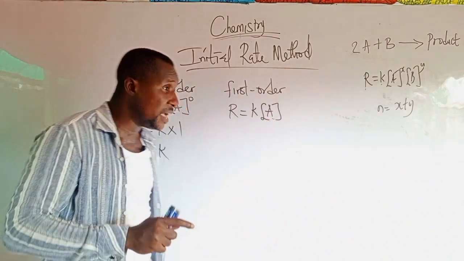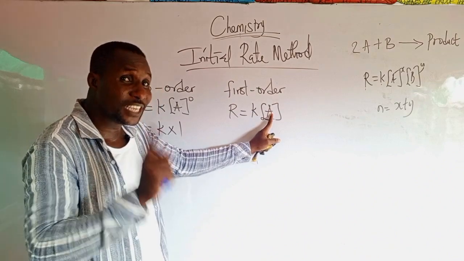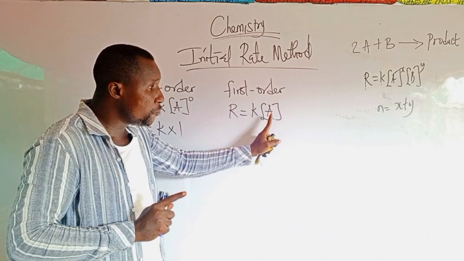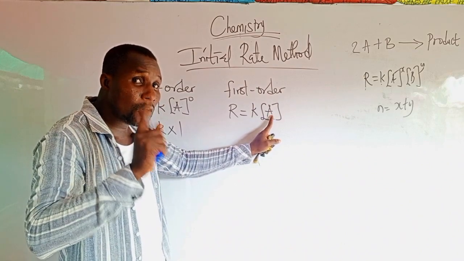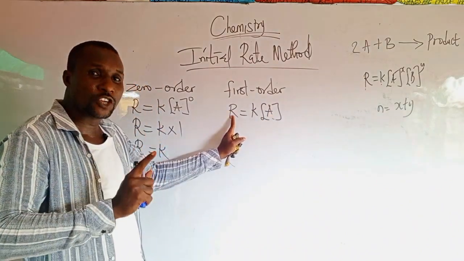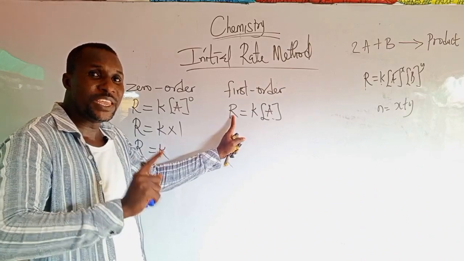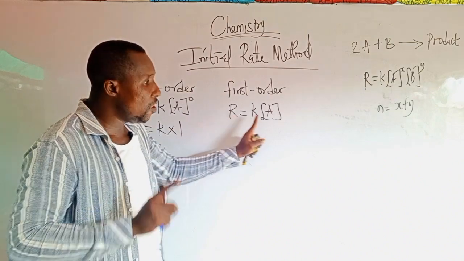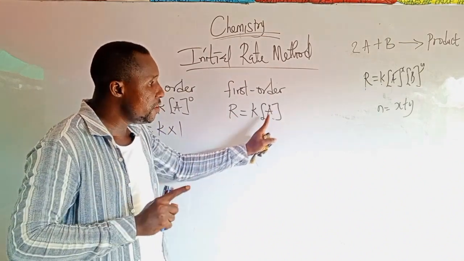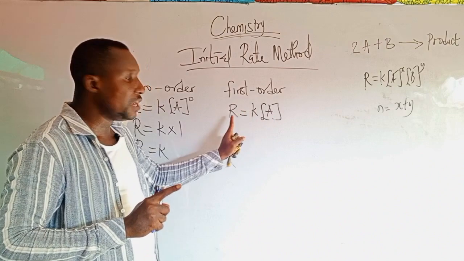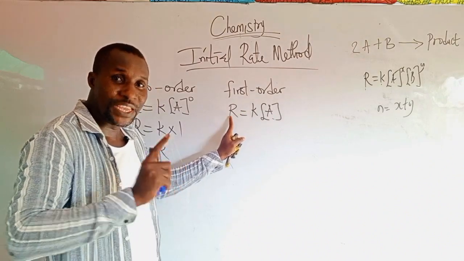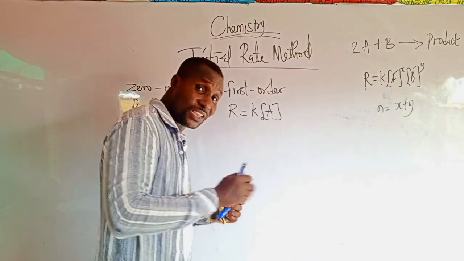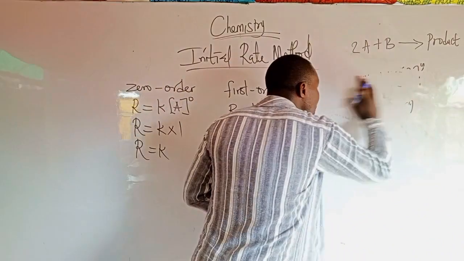That means in first order, if you double the concentration, take note of this. You can pause the video and write it down. If you double the concentration under first order, the rate of reaction will increase 2 times. Take note. Please, I want you to take note of those things.